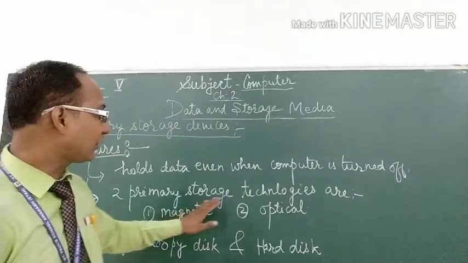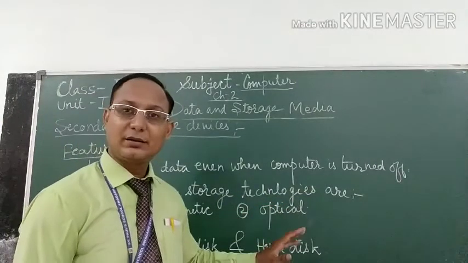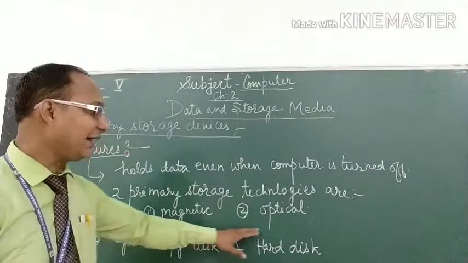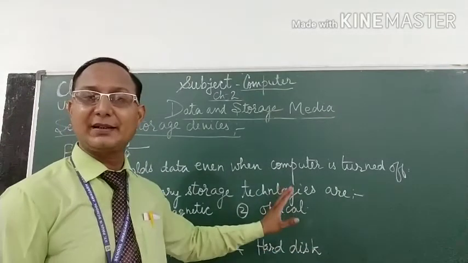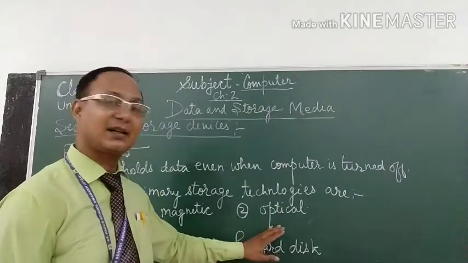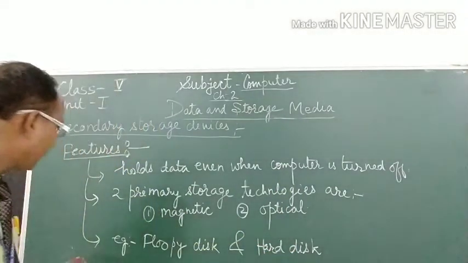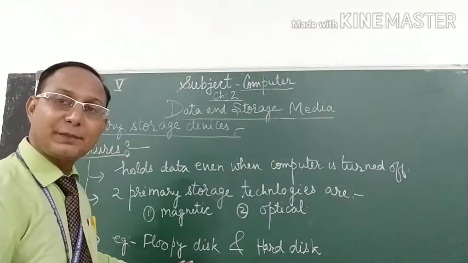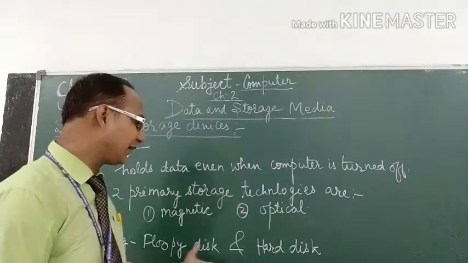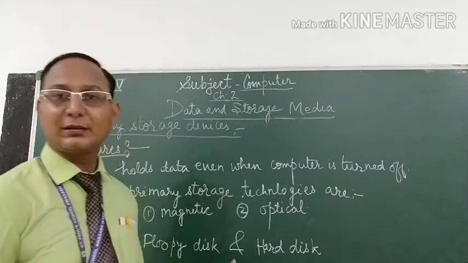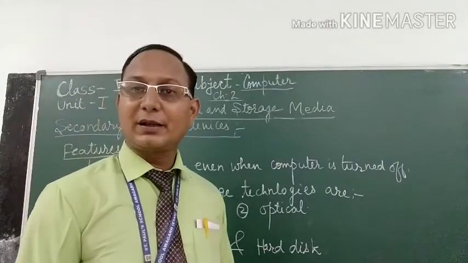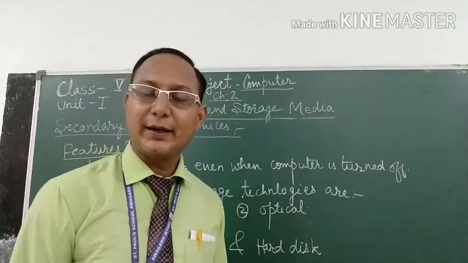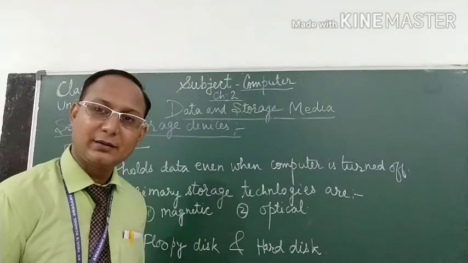There are two technologies of secondary storage, that is magnetic and optical. This also we have studied in this chapter. Now, what are some examples? Two examples of this type of storage are floppy disk and hard disk. In both these devices, we can permanently store our data and keep it for further use. Is it clear, children?